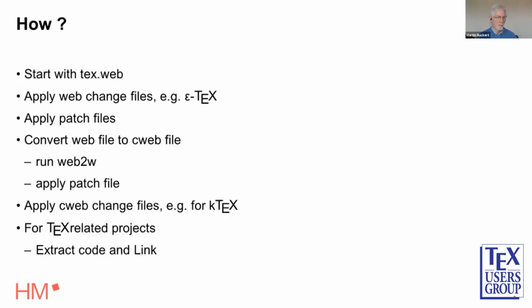The conversion itself is done in 2 steps. Systematic changes are done by running web2w, the converter, and individual changes are done by editing the result and conserving the edits in the ctex patch file. Further modifications of the cweb code can be done with cweb change files. For example, using the kpath search library is done this way. And for using TeX code as part of a larger project, web2w provides means to extract code that can then be linked in, as we have seen it in the case of the HINT viewer.